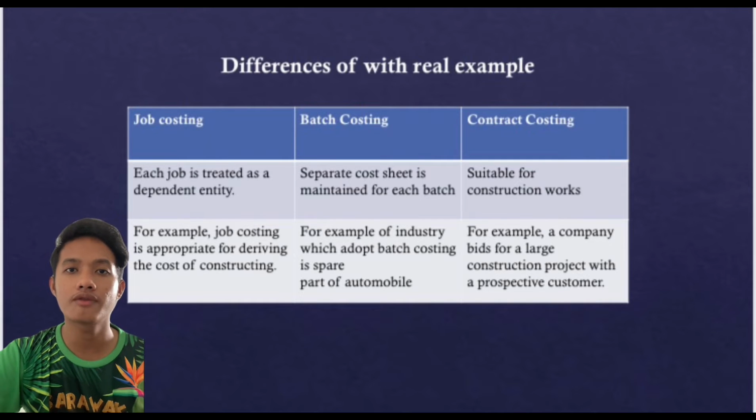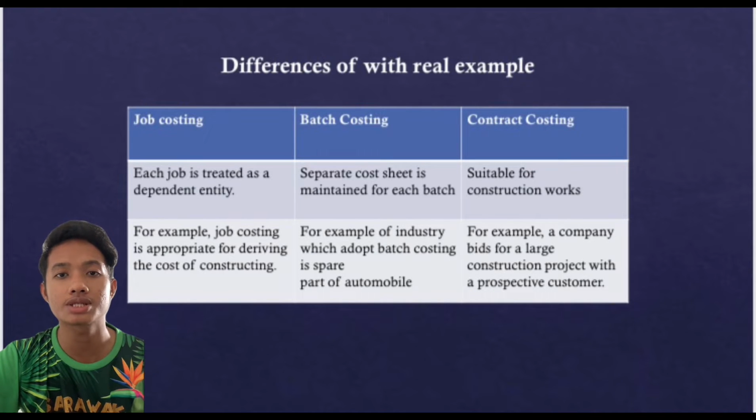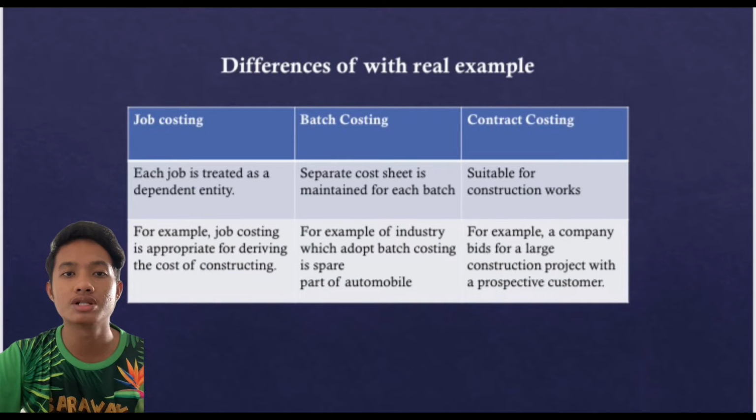An example of job costing is deriving the cost of constructing a custom machine. An example of an industry which adopts batch costing is automobile spare parts. Next, an example of contract costing is when a company bids for a large construction project with a prospective customer, and the two parties agree in a contract on a certain type of reimbursement to the company.